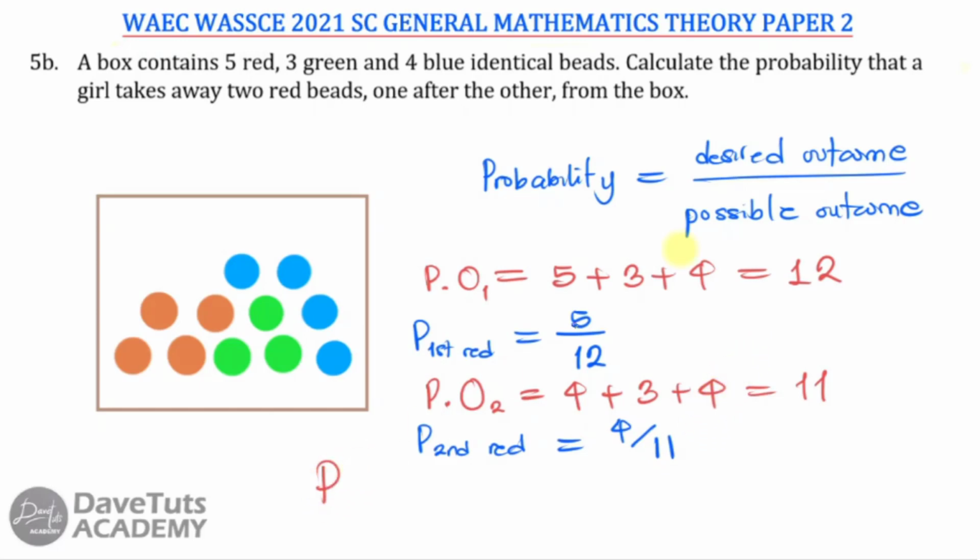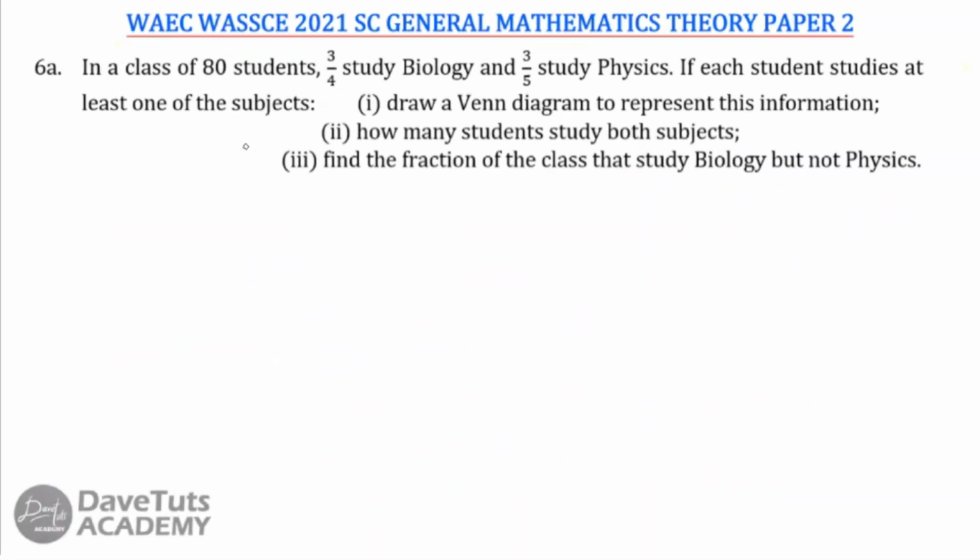So the probability that the girl takes away 2 red balls one after the other will be the product of these two. So we have 5 over 12 multiplied by 4 over 11, and 4 can go here 1. 4 in 12 is 3. So we have 5 times 1, that is 5. 11 times 3, that is 33. So 5 over 33 will be the solution for this question in this particular case.